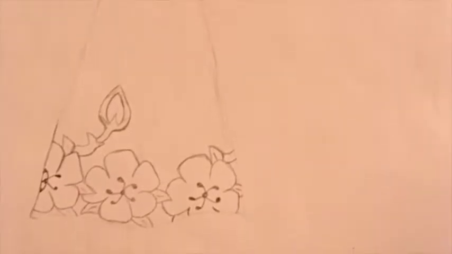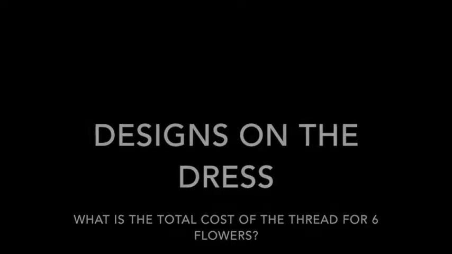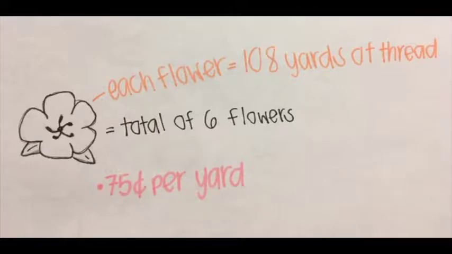In particular, this dress has flowers on the bottom rim. We are trying to figure out what the total cost of thread for 6 flowers would be. There are a total of 6 flowers on the dress. Each flower needs 108 yards of thread. Thread is sold at 75 cents per yard.